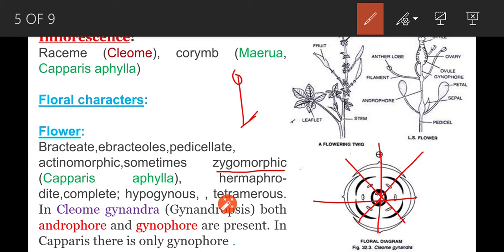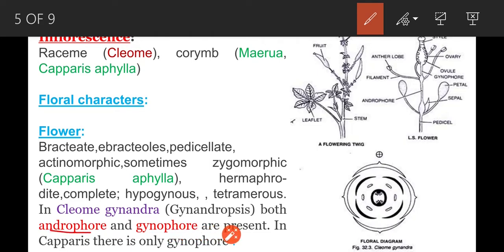Next, hypogynous flowers. Flowers are hypogynous. That means the thalamus is generally conical shaped. On the conical shaped thalamus, the gynoecium is present. That flower is called a hypogynous flower. Next, flowers are tetramerous. Tetramerous means 4 sepals and 4 petals are present. In Cleome gynandra, otherwise called Gynandropsis, both androphore and gynophore are present.